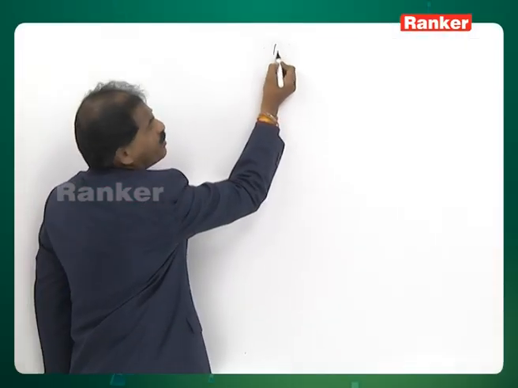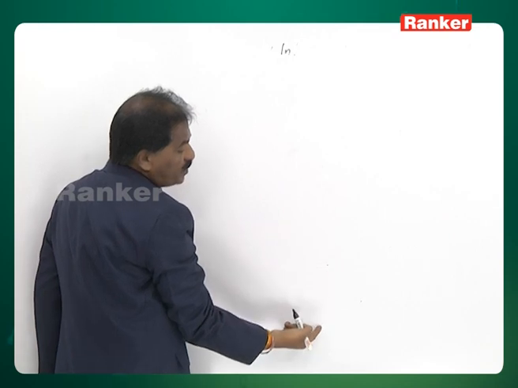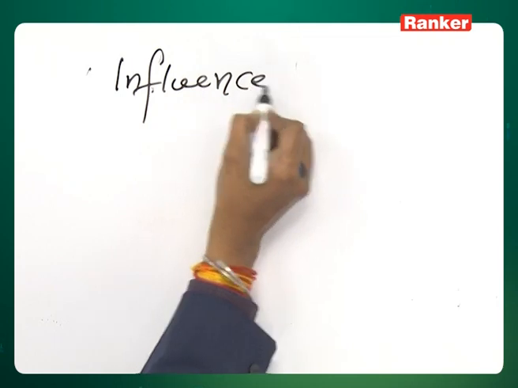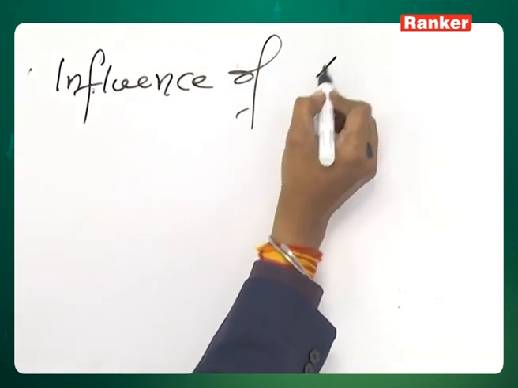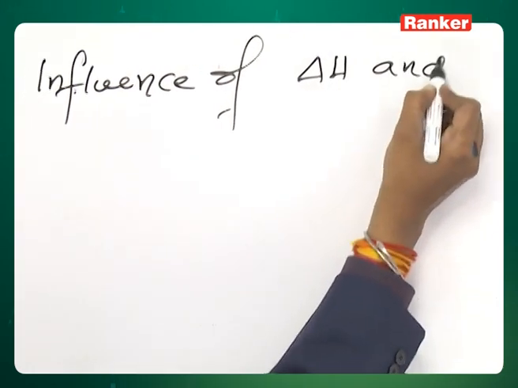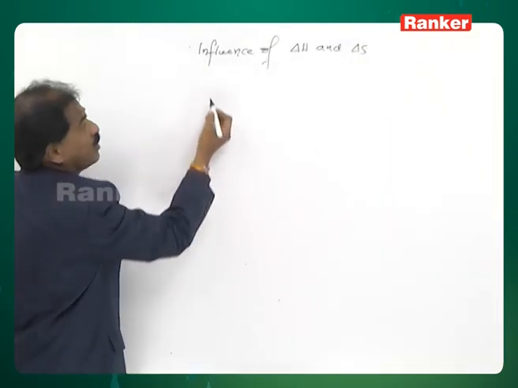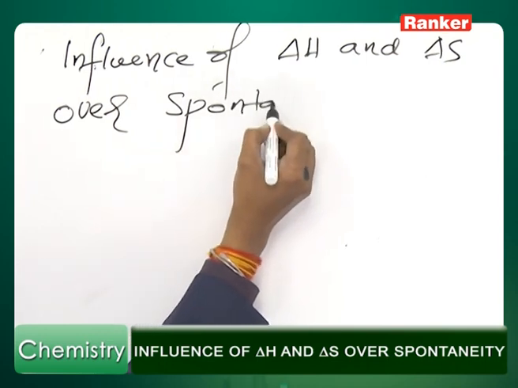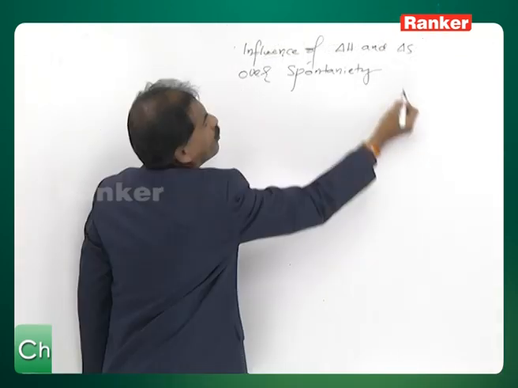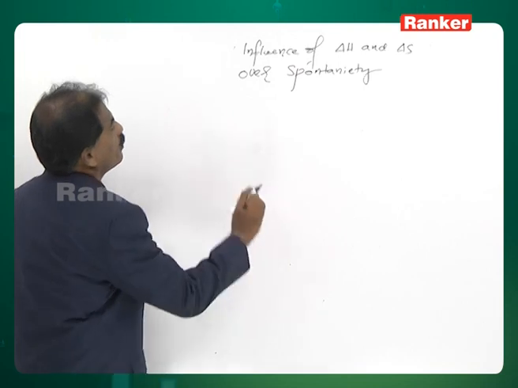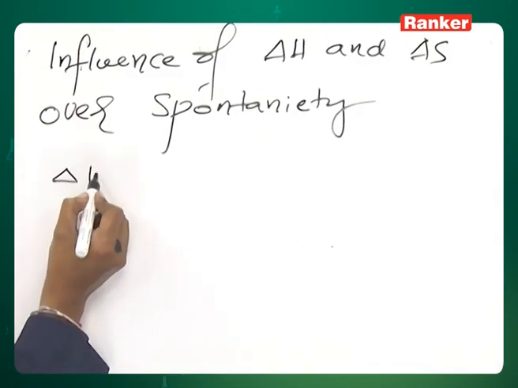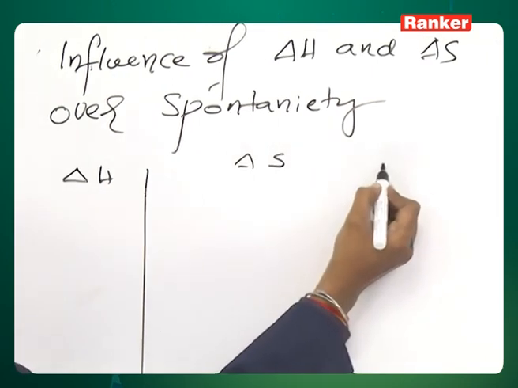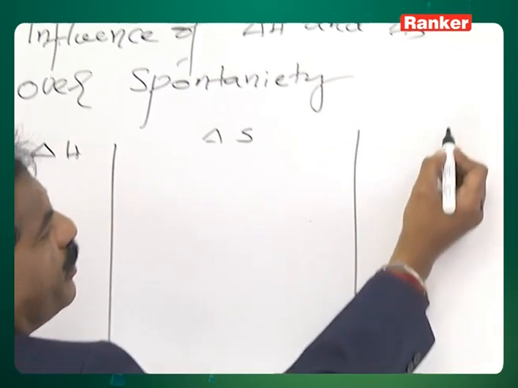Next, the influence of the enthalpy change and entropy change over spontaneity. Influence of del H and del S over spontaneity. Therefore, first enthalpy change, next entropy change, then del G.